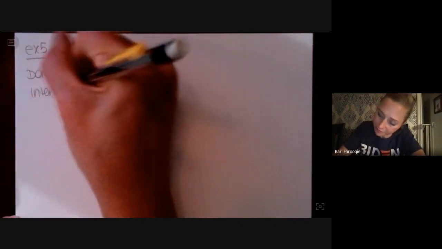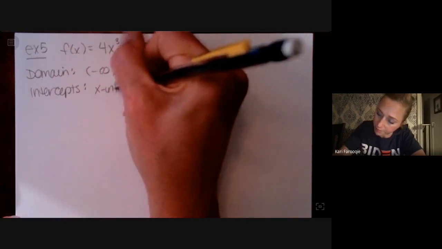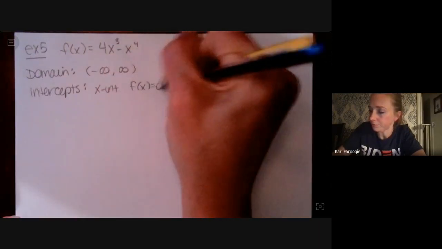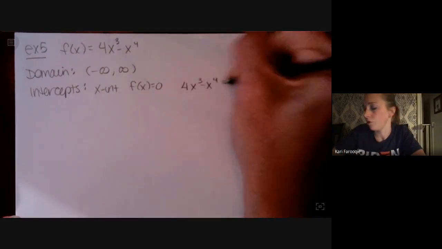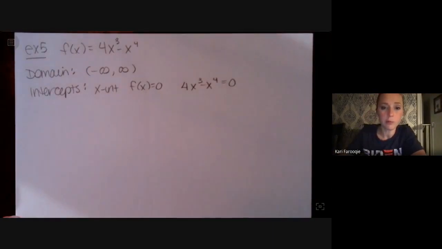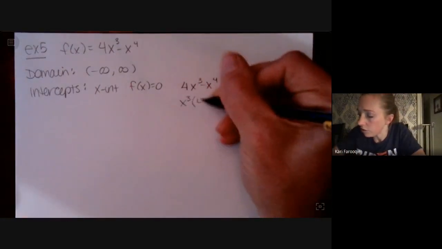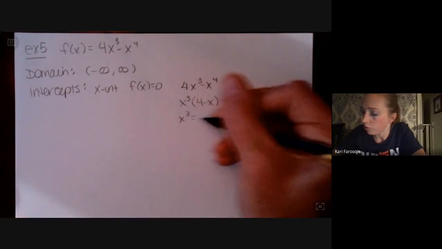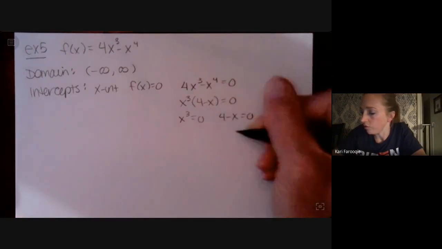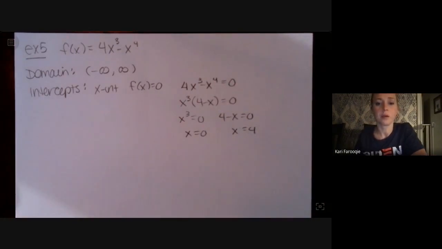Intercepts. To find the x-intercept, let y equal 0, and that is going to happen when your function equals 0. So you have a little bit more work to do here maybe than you would have with a lot of the rational functions. Go ahead and factor out an x cubed, and that leaves you with 4 minus x equals 0, which means x cubed equals 0, and 4 minus x equals 0, which means x equals 0 and x equals 4. So that's kind of nice.